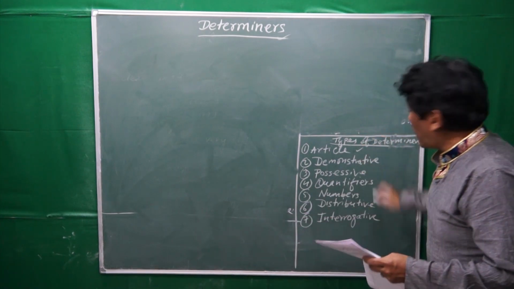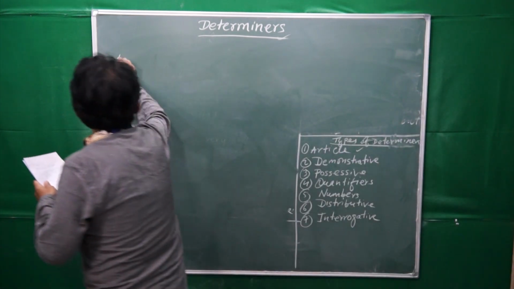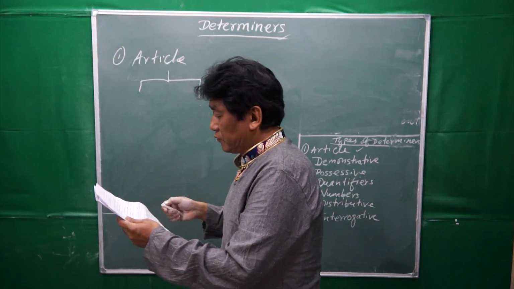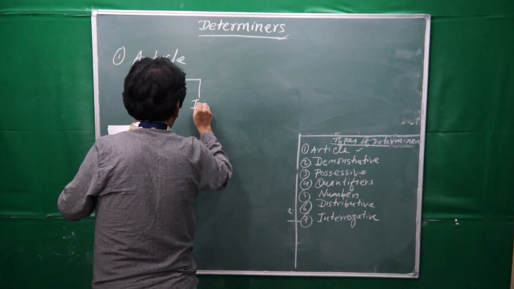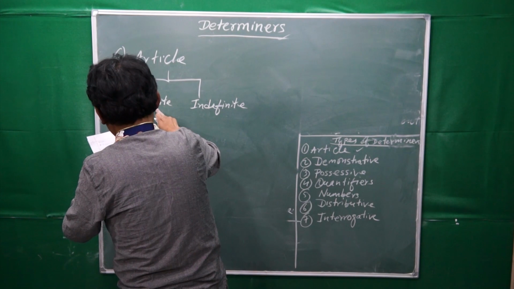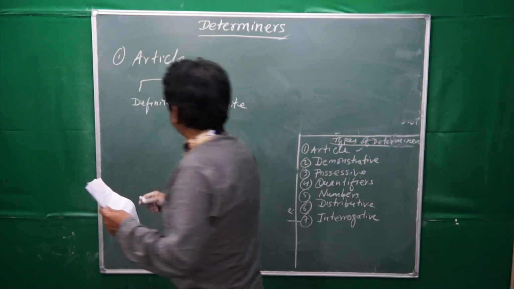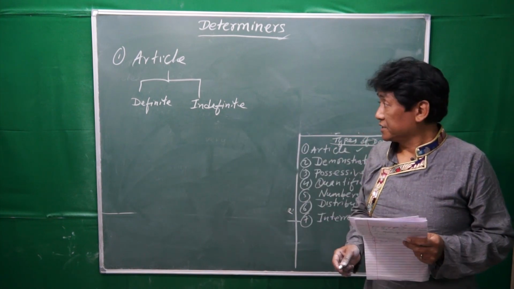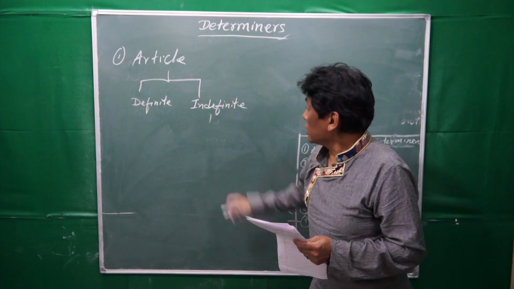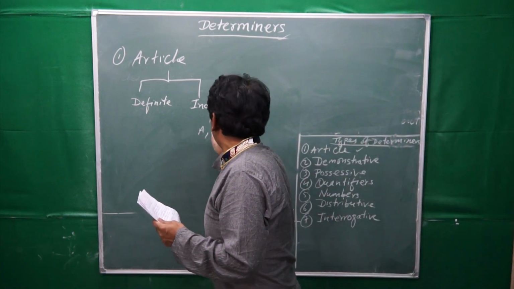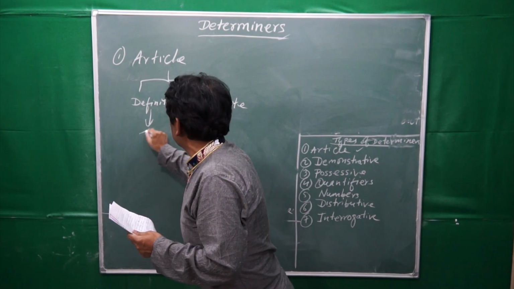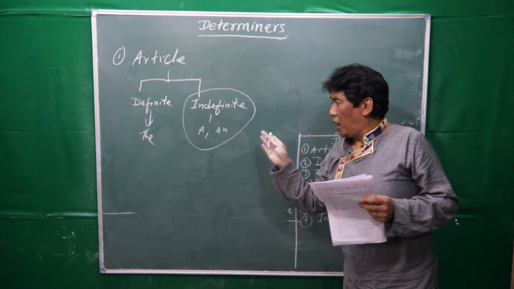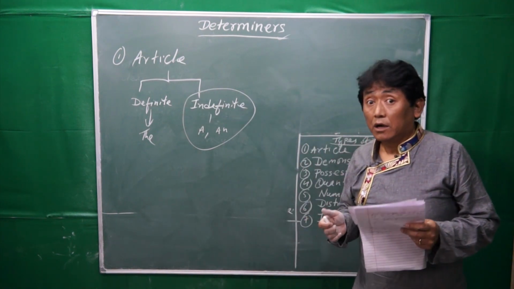Alright, now let's take articles. We have two different types of articles, you know that, right? You have studied those in your previous classes. When we talk about the indefinite article, this is a and an. And the definite article is the. When we talk about the indefinite article, here we have to understand countable and uncountable nouns.